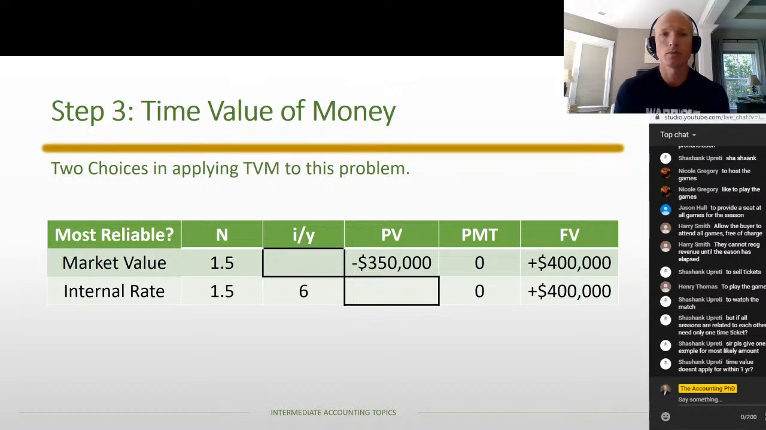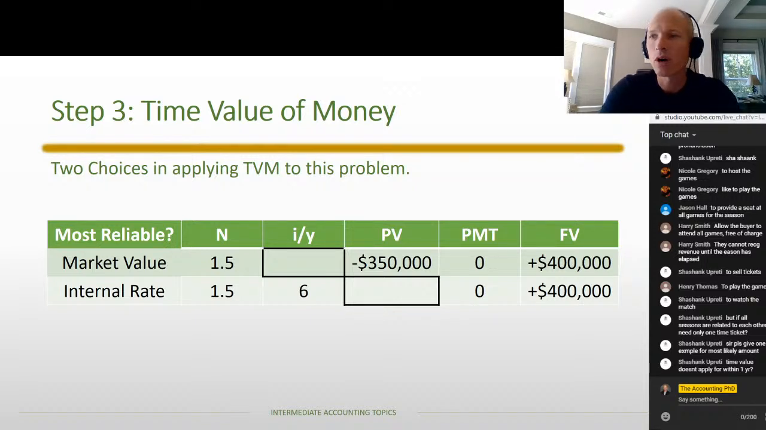And so if we conclude that the market value of the good or service, in this case the piece of equipment, is more reliable than the internal borrowing rate, then we would use that first row. If we believe that the internal borrowing rate is more reliable, then we would use the second row. But in either case, we need to apply the time value of money. What we can see is that the N, the payment, and the FV are unchanged because those are terms in the contract. You're going to receive $400,000 1.5 years from today. So those pieces are fixed no matter how we do the TVM. Those three components remain constant. And so what we're determining is, can I more reliably estimate the I/Y, or can I more reliably estimate the PV? And then I'll use the information that I have to solve for the other.